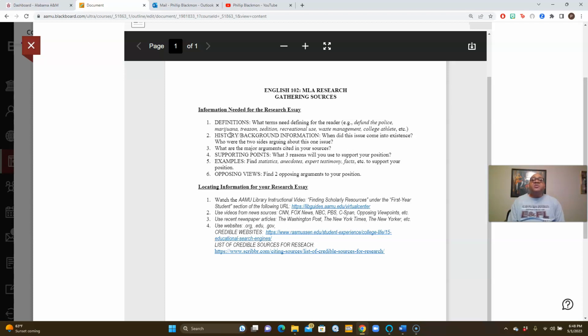What are the major arguments for? What are the major arguments against? What are the pro arguments? What are the con arguments? Look for those things as you're gathering your sources, because the next step, you're actually going to write down this information. So keep that in mind. Not only are you looking at this step to see if the source has this information, the next step will require you to take each one of those sources and write that information down.